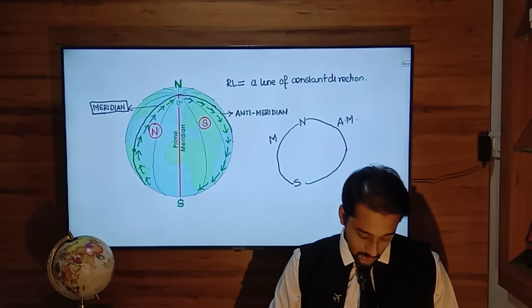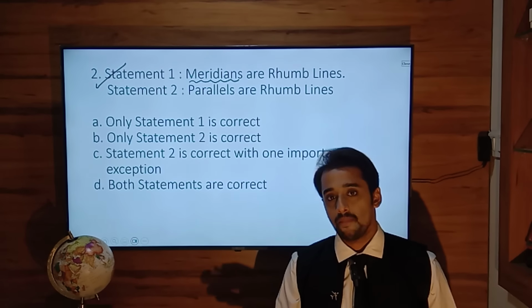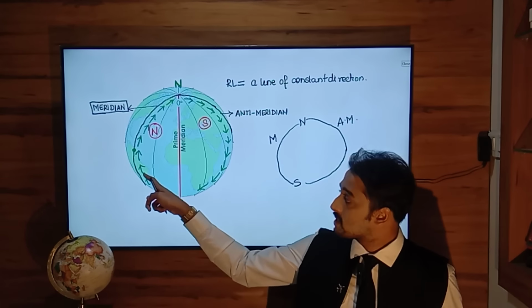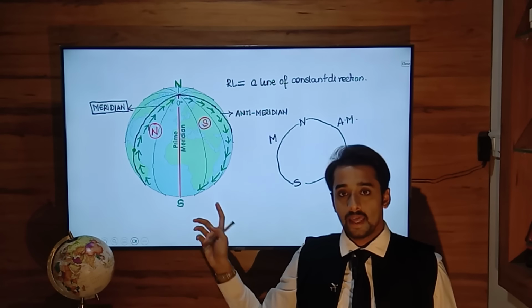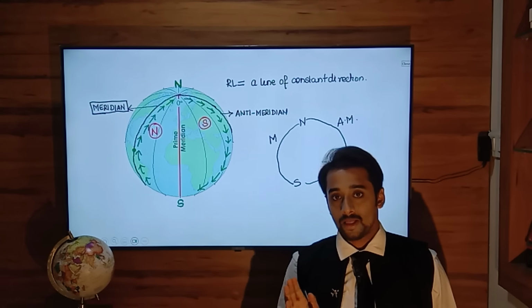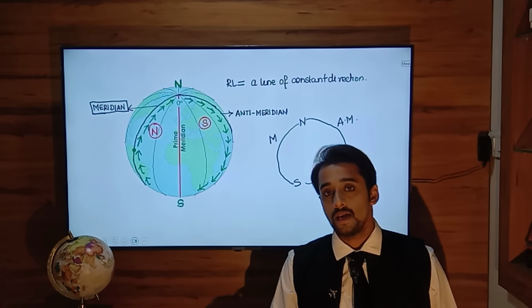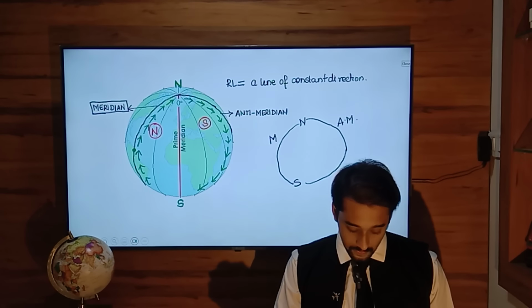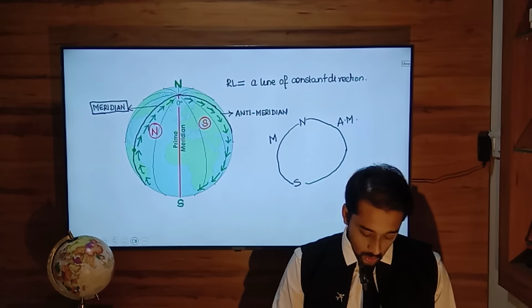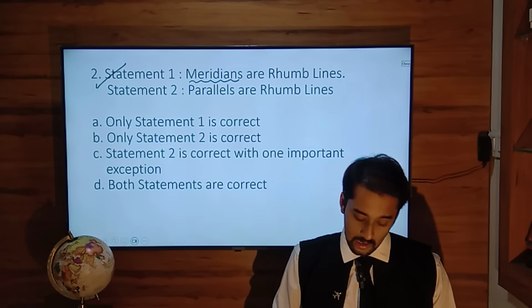Now in this question they are only talking about a particular meridian. This can be this particular meridian or that one, any meridian on the earth. On that meridian your direction of flight will be the same as long as you fly along it. After that, let's go to statement number 2.